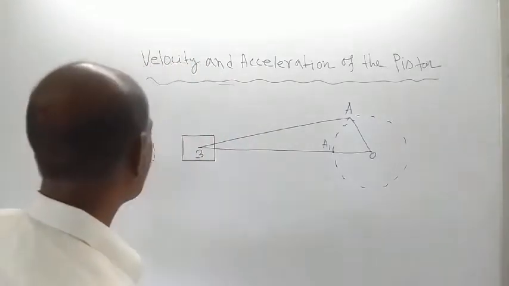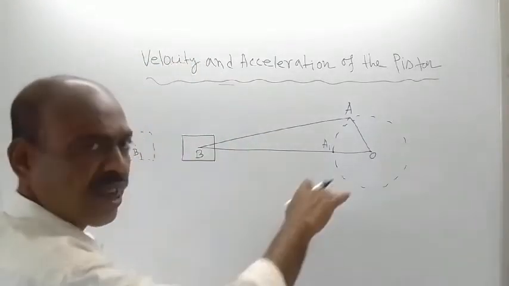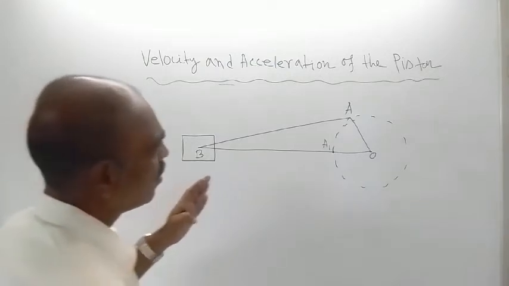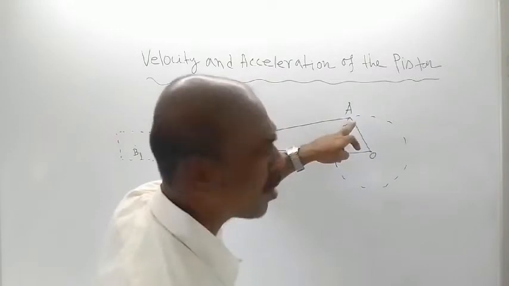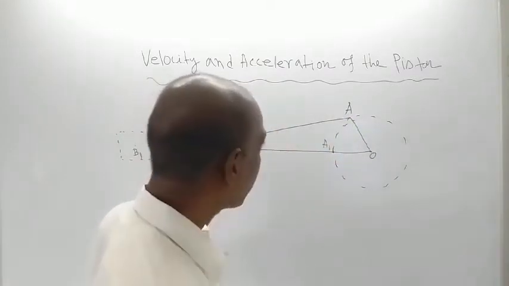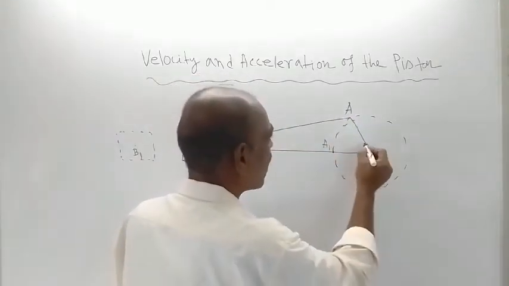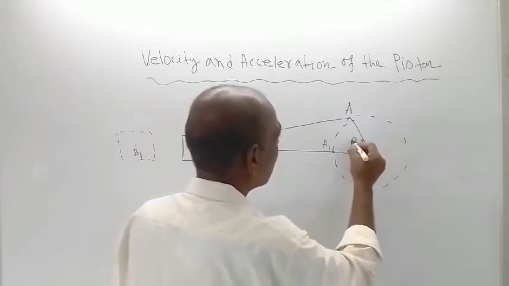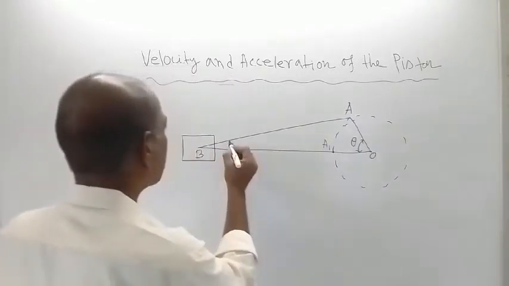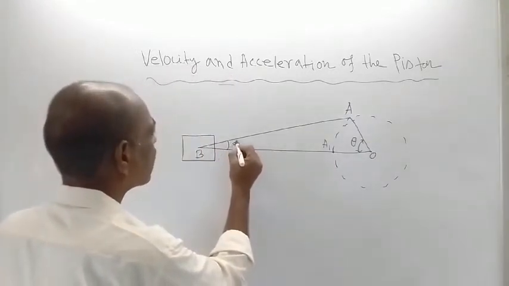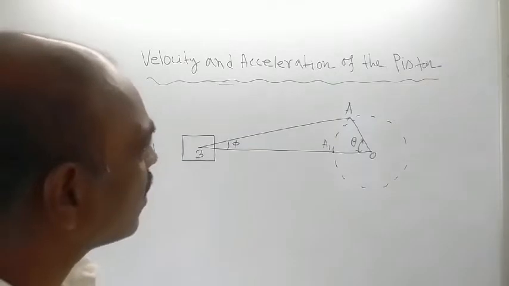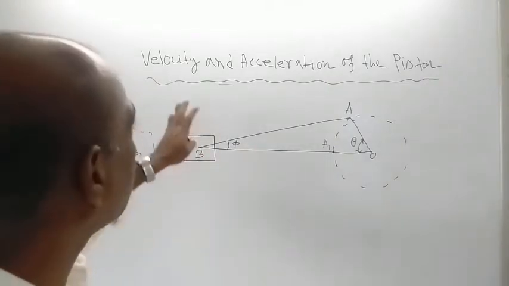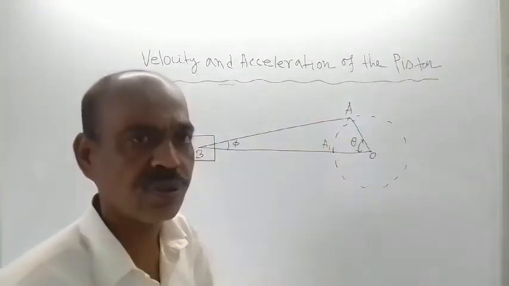And when the piston moves in this direction, the point A1 goes to point A. So at that condition, let us assume that this angle is theta, and this angle is phi. So our target is to get the expression for velocity and acceleration of the piston.